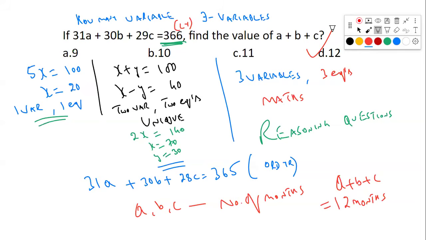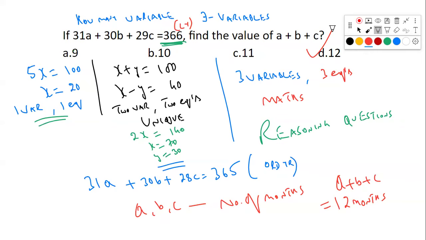A little background: one variable, one equation will help you solve and get the value of the variable. If you have two variables, two equations are required to get unique values. And three variables means you need three equations. But in this question, there is only one equation but three variables. That means it is not related to maths. It is more related to reasoning or logical thinking.